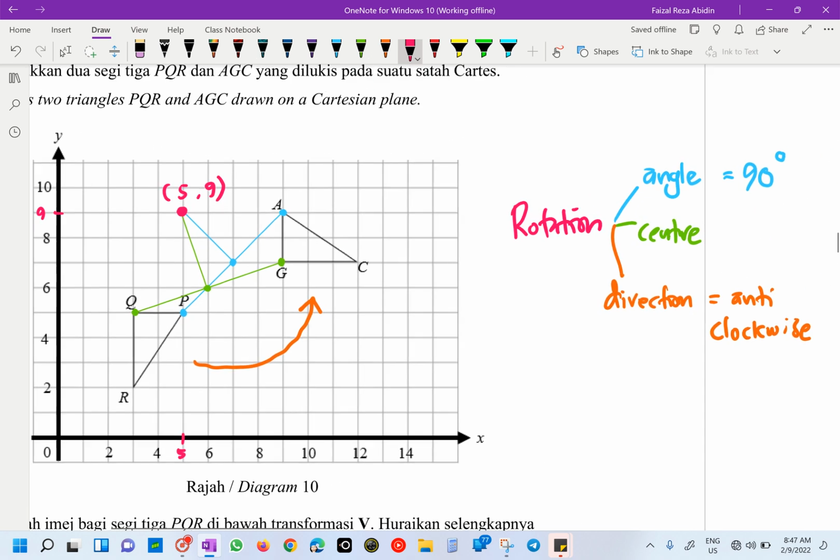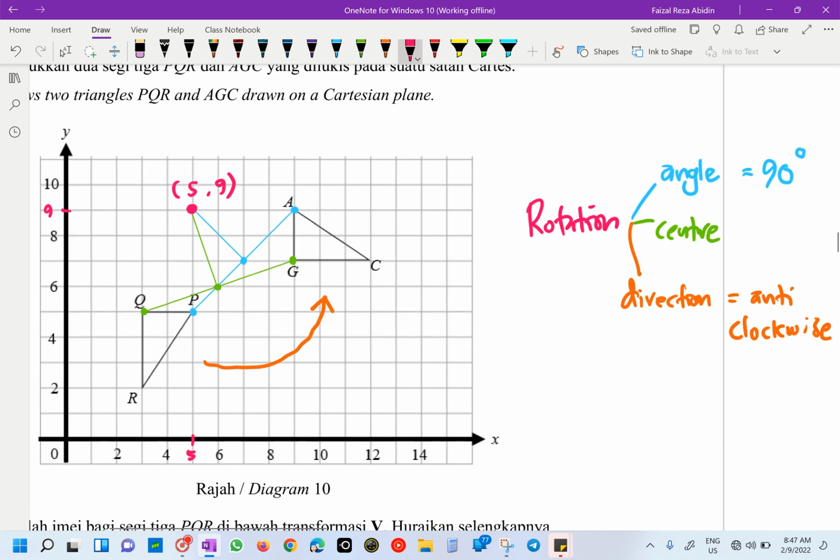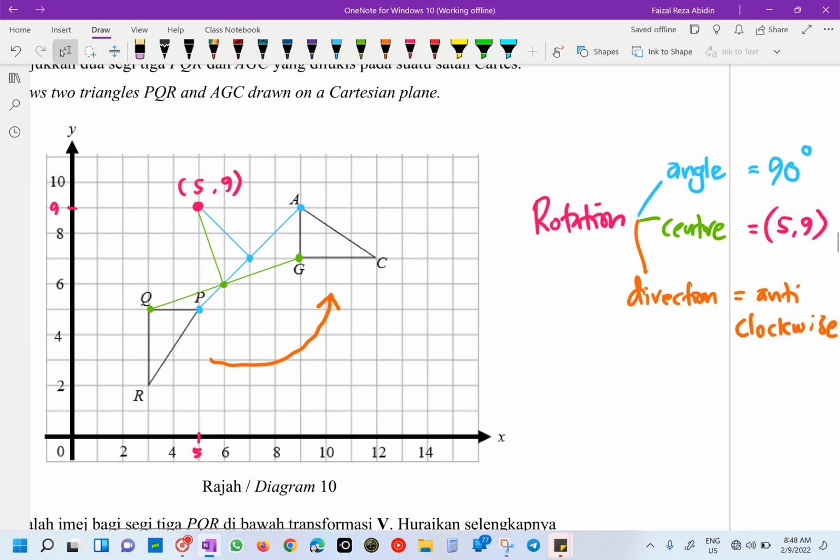Memang macam ni lah cerita dia nak cari center. Center memang a little bit tricky lah. So kena tulis ke dia punya center? Coordinate, yes. Unless kalau dalam gambar rajah tu ada point dekat sana, so you can state the point name also can. M ke, N ke dekat sana, can. But this one doesn't have any point. You have to clarify the coordinate there. 5, 9.